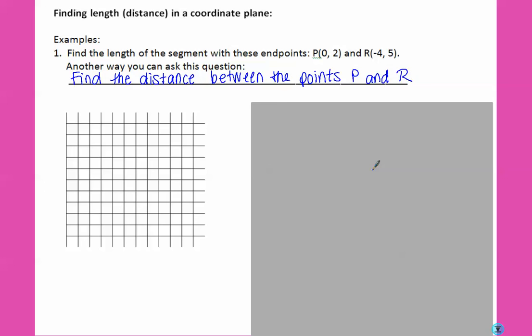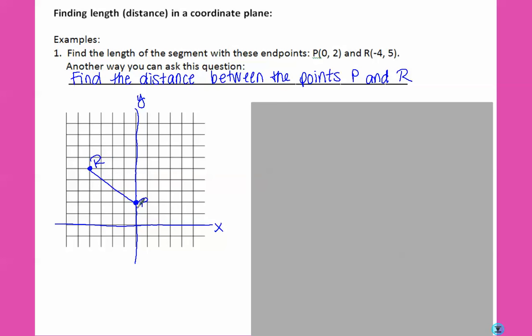So based on these coordinates, I know I'm going to need a little bit of the negative for the x values and only positive y values. So I'm going to put my y-axis in the middle, and I can put my x-axis down here. So let's graph these. P is at 0, 2, and R is at negative 4, 5. And we want to know the distance between them.